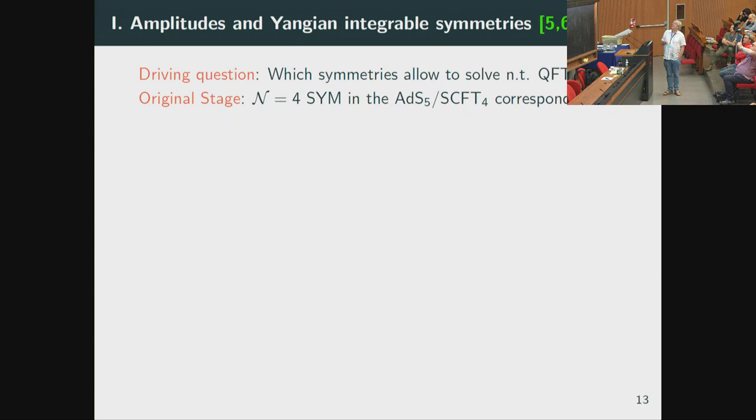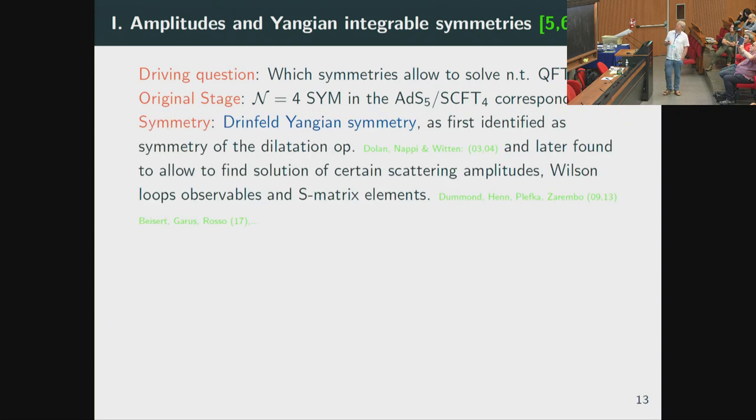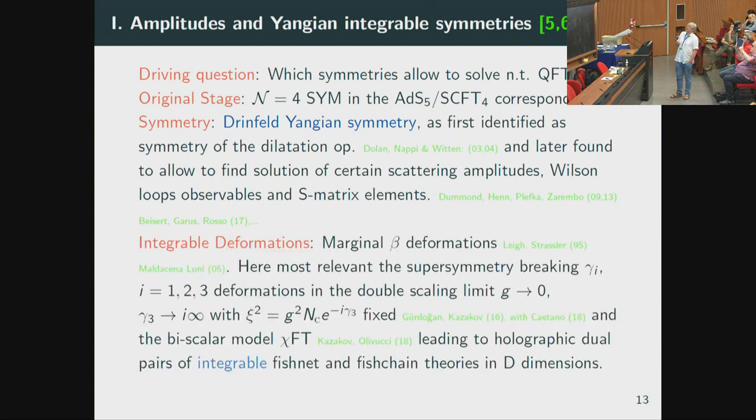And in the original state, that was asked for N=4 super Yang-Mills in the AdS/CFT correspondence, and people have found that it has a Yangian symmetry. You expect basically that maybe by this Yangian symmetry all the amplitudes of the theory can eventually be calculated. And indeed, for a little bit simplified model of that, that turns out to be true. So the question is whether all observables follow from the symmetries or not.